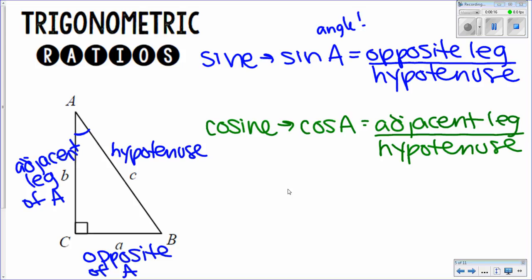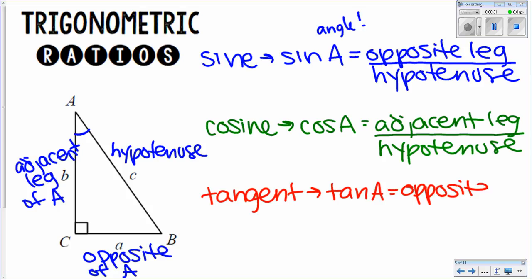Your last ratio then is called tangent. On your calculator, that should be abbreviated as TAN. Again, it is always of an angle. And tangent is the ratio of your opposite leg over your adjacent leg.